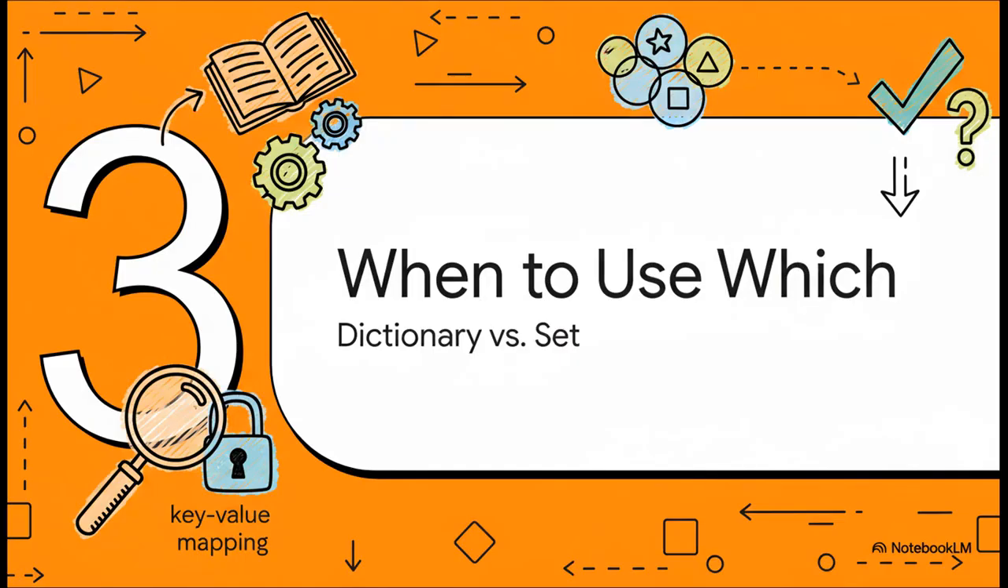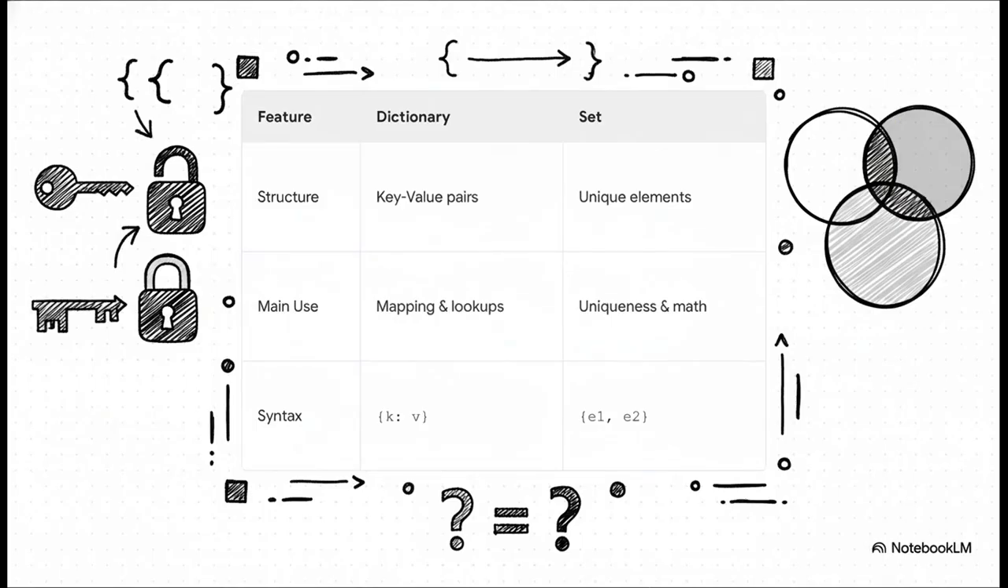So we have dictionaries for our key-value mappings, and we have sets for ensuring uniqueness. Now for the most important part, knowing when to use which tool for the job. Let's break it down. This table gives us a really great at-a-glance comparison. The bottom line is this. Dictionaries are all about the relationship between a key and its value. Sets are all about the uniqueness of the items themselves and the mathematical relationships between different collections.